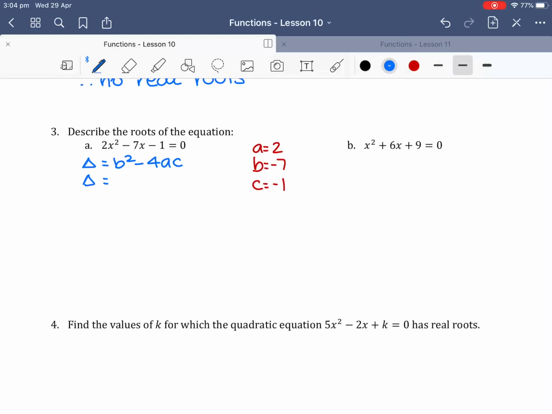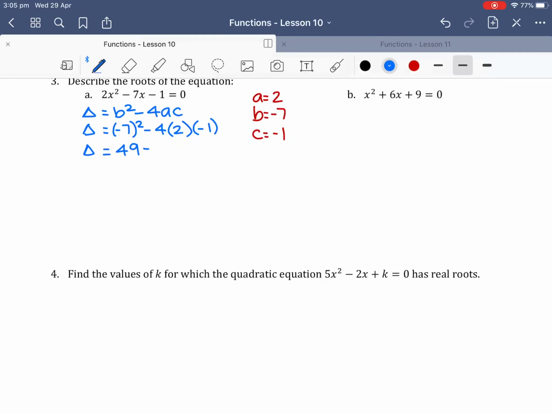So our discriminant equals b squared, so negative 7 squared, minus 4 times our a of 2 times our c of negative 1. So our discriminant equals negative 7 squared is 49, minus 4 times 2 times negative 1 is plus 8. So our discriminant equals 57. So because our discriminant equals 57, our discriminant is greater than 0. So therefore we have 2 real roots.